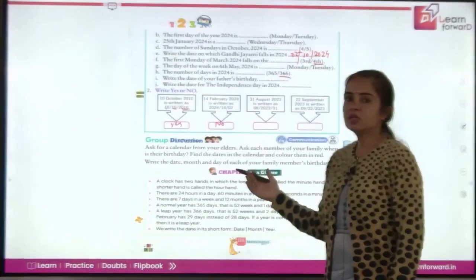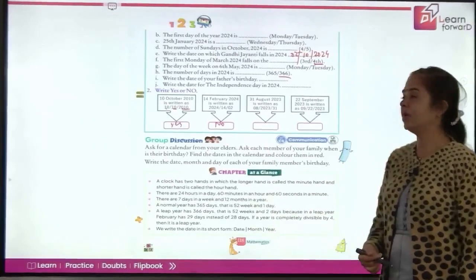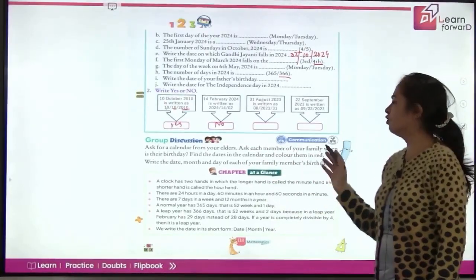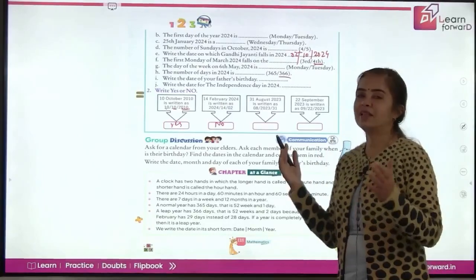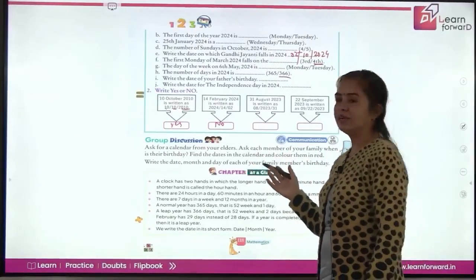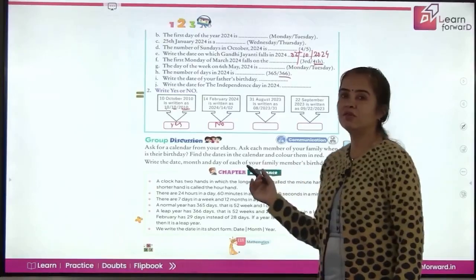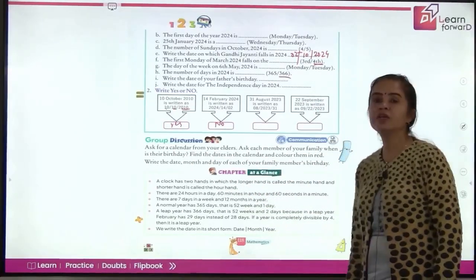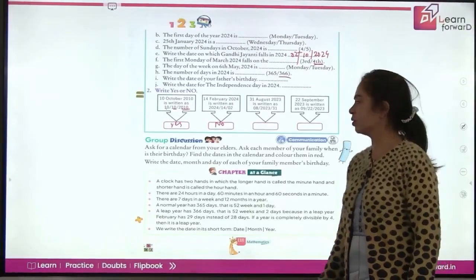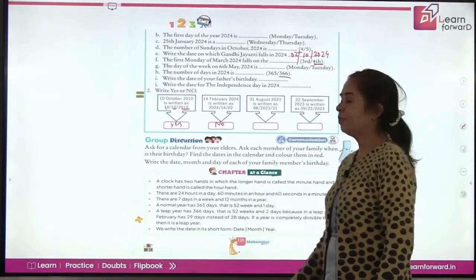There's a group discussion. Ask for a calendar from your elders and ask each member of your family when their birthday is. So it's your time to explore the calendar and you have to find the dates in the calendar, color them in red and write the date, month and day of each of your family members' birthday in your notebook. Now, chapter at a glance.